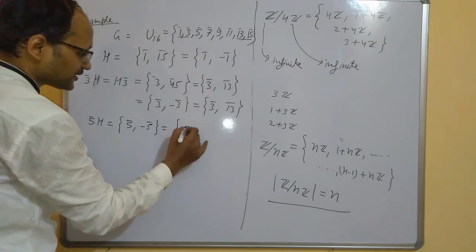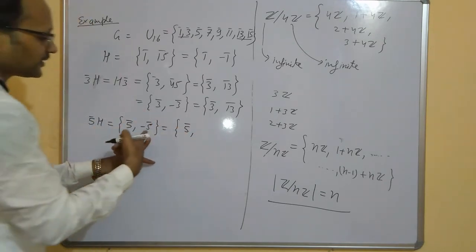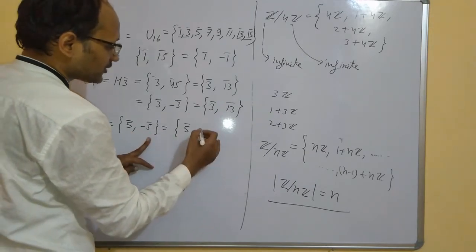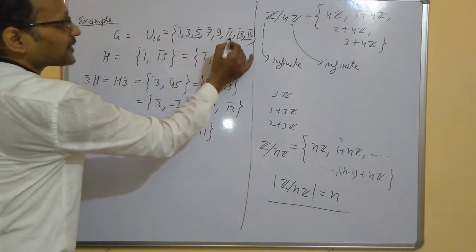And in Z16, minus 5 bar means 16 minus 5, which is 11. So this is 11. So this many elements have been covered.